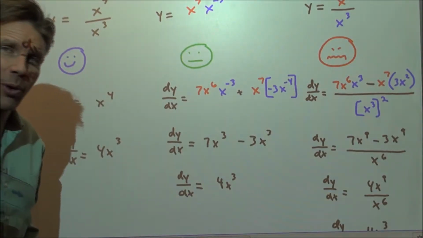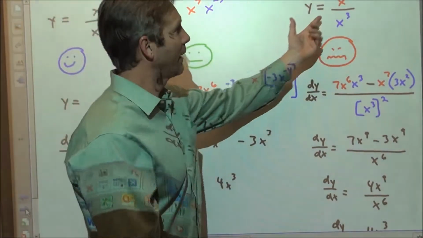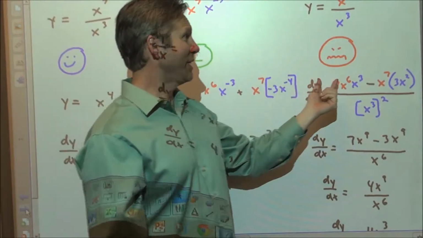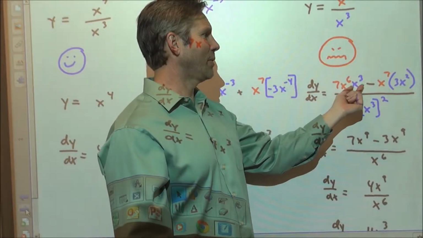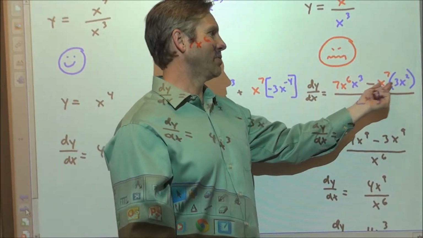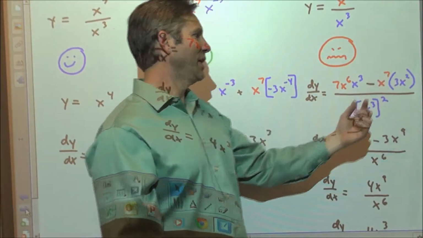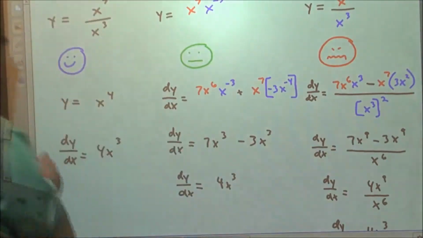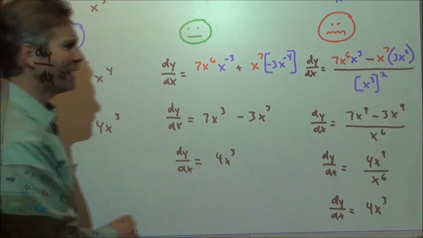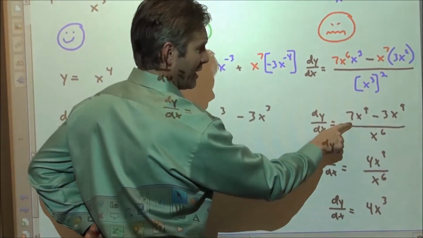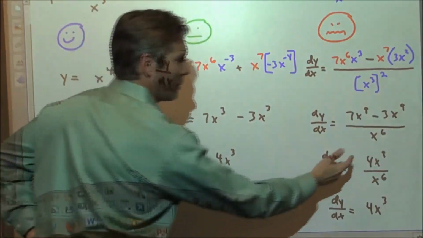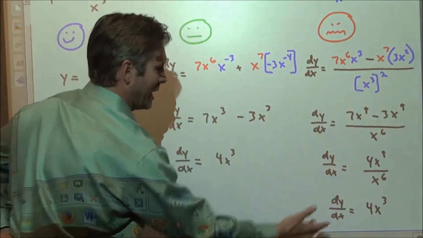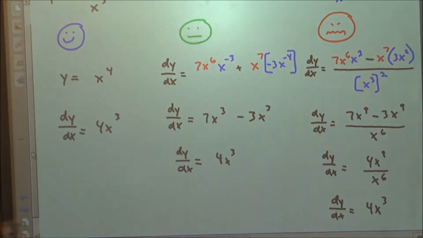Hey, how about we do the quotient rule instead? Alright, so there's f of x, there's g of x. Quotient rule: take the derivative of f, leave g alone, minus, leave f alone, take the g derivative, and then divide it by g squared. If we keep messing with that puppy, then we'd have 7x to the 9th minus 3x to the 9th divided by x to the 6th. Clean up the numerator, then divide it by the denominator, and wow, we get the same result.